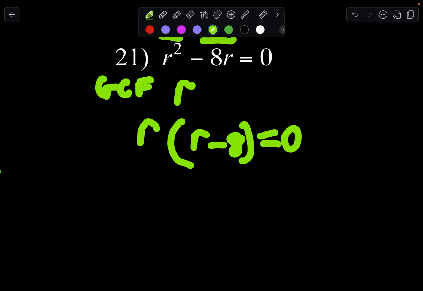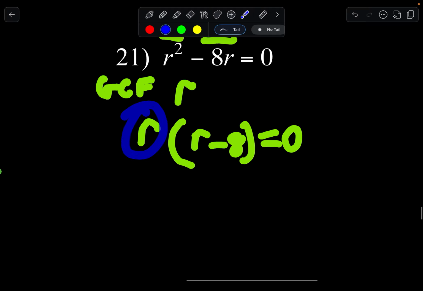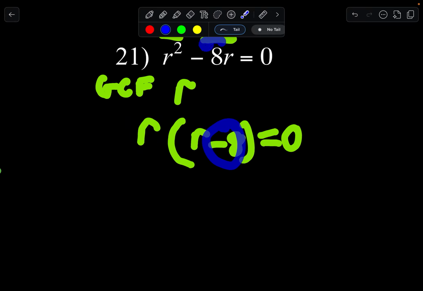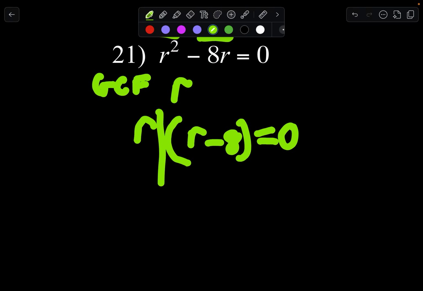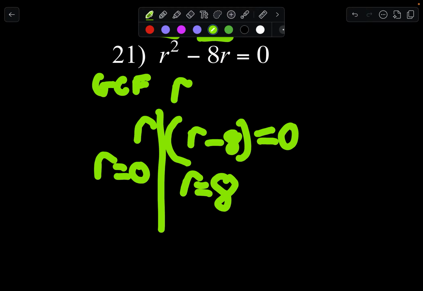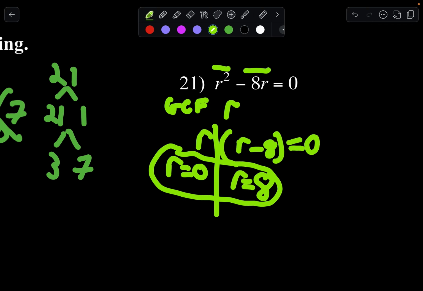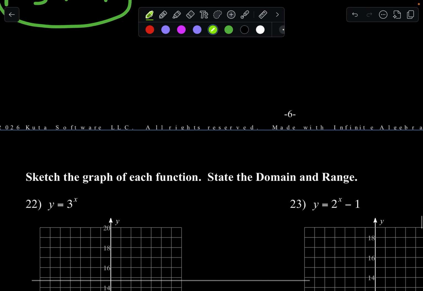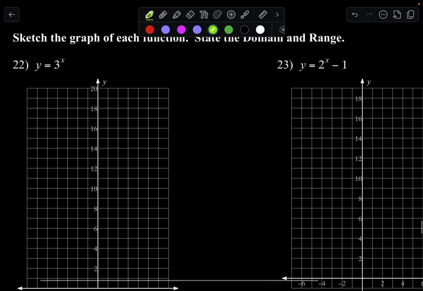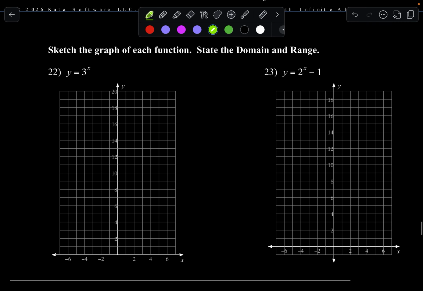All I did was, once I had this r out here, I said, okay, r times what will give me r squared, and that's going to be r. R times what will give me -8r, and that's -8. And this gives us two solutions. This gives us r equals 0 and r equals 8. The solutions. Okay? That was 21. We're moving along. Now, 22 and 23 are just what we were studying just the other day.